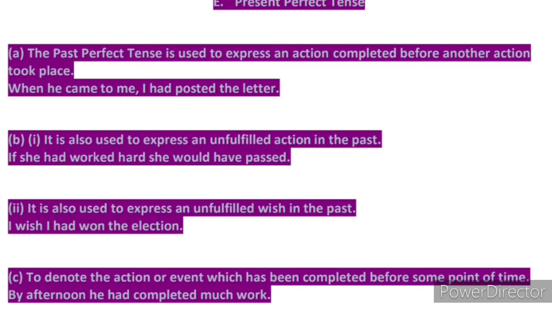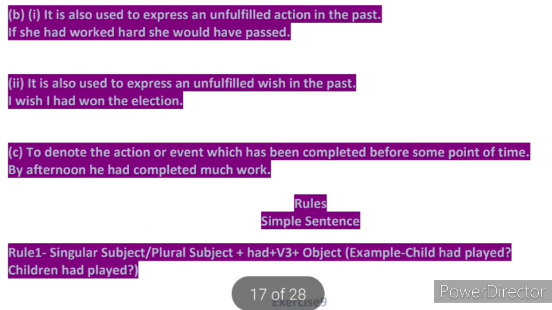Next, it is also used to express an unfulfilled action in the past. For example, if she had worked hard, she would have passed. Next, it is also used to express an unfulfilled wish in the past. For example, I wish I had won the election. Next, to denote the action or event which has been completed before some point of time. For example, by afternoon he had completed much work.